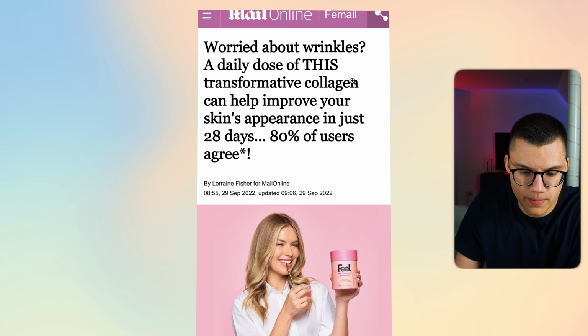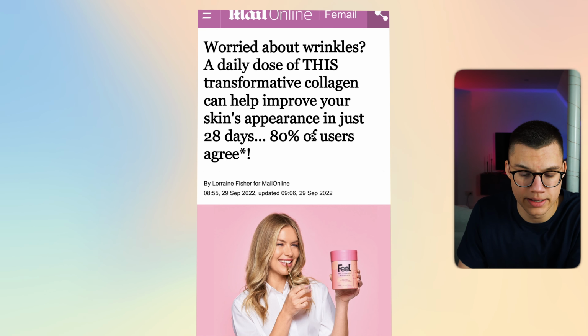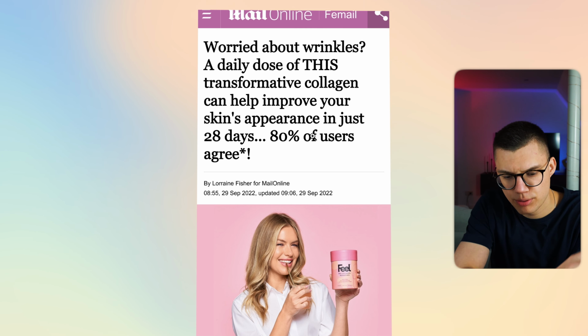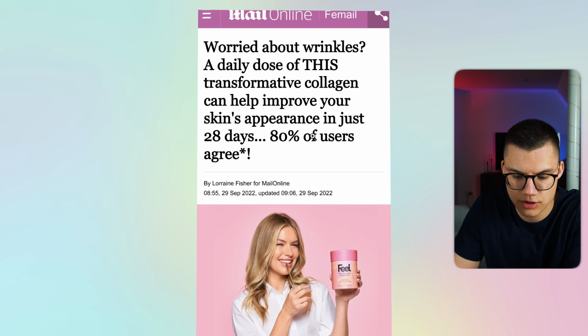Because if we look at this, worry about wrinkles, a daily dose of this transformative collagen can help improve your skin's appearance in just 28 days, right? This is the press release, the social proof that people sometimes want to buy. So definitely, if you have any press releases, just screenshot them and put them in your portfolio of ads, because they are great at, again, giving potential customers the last glimpse before they're ready to buy.